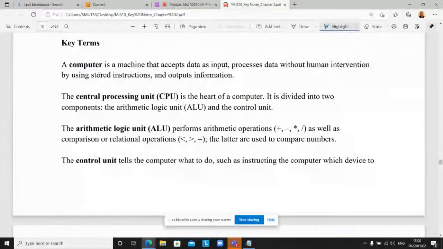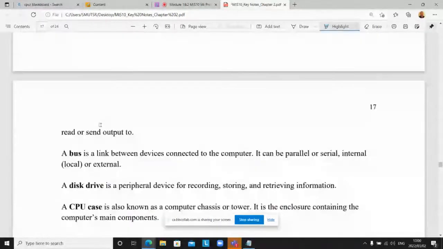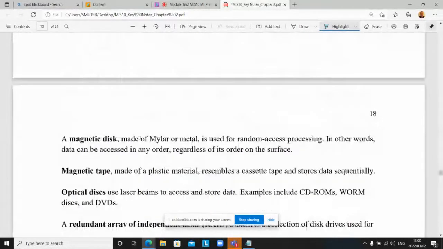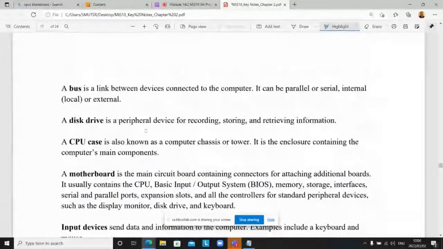And then obviously we're finishing off now with our key terms, and you need to obviously know all of the key terms. What is a computer? What is a CPU? What is an ALU? What is a disk drive? There's the case, which we call the tower, the motherboard. We had a look at all of those. And then there's questions at the bottom of this.